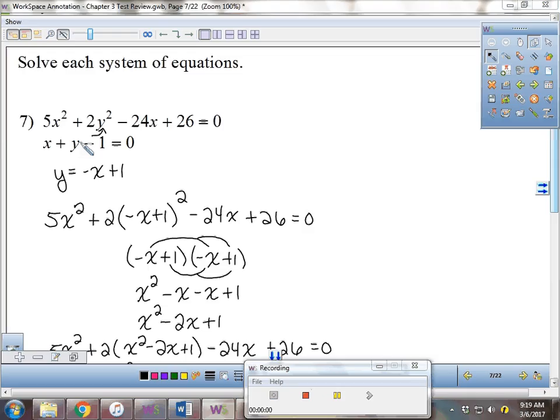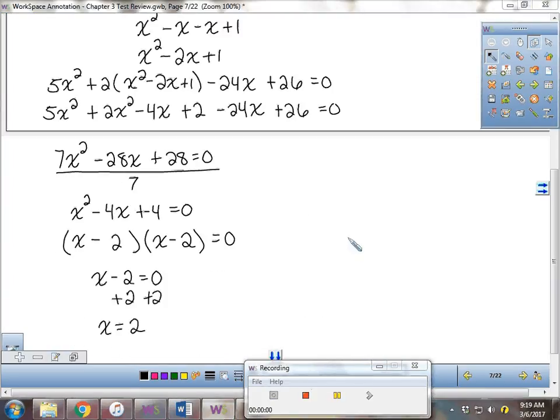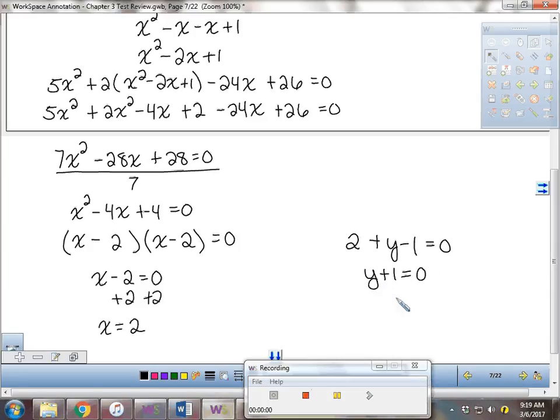And you can plug it into either one of these. I like the bottom one because it's way less complicated. So you've got 2 plus y minus 1 equals 0. 2 and negative 1 make 1. And then you'll subtract the 1, so y is negative 1. So the solution to that system is 2, negative 1.